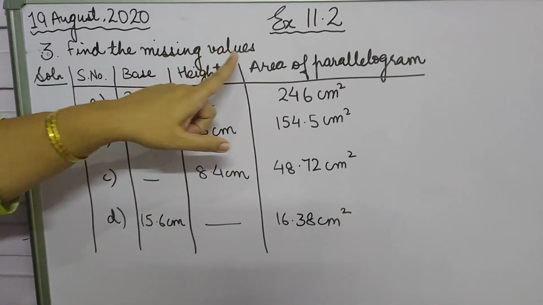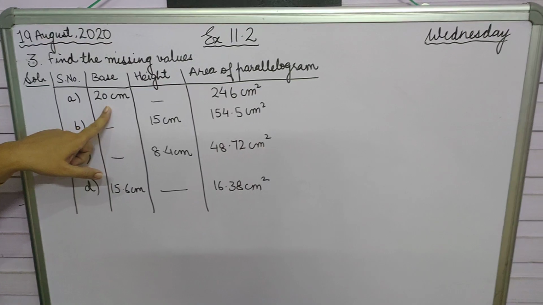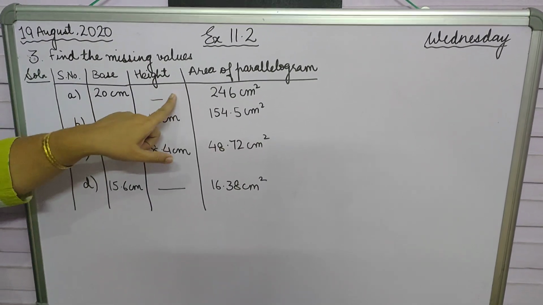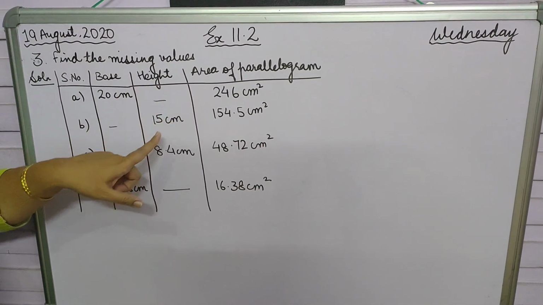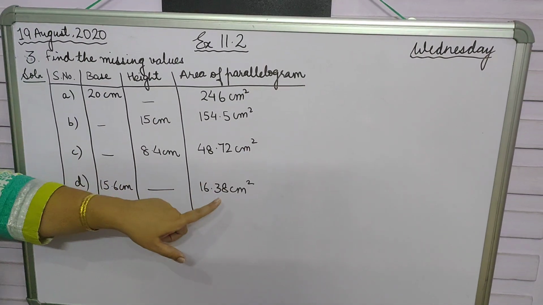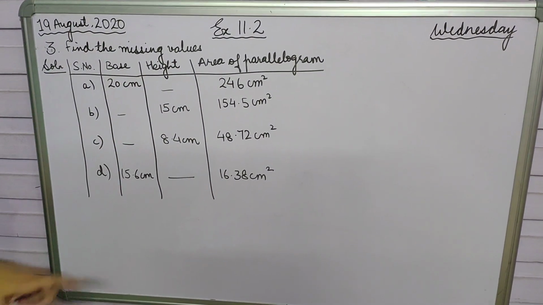Find the missing values. As you can see in this table, we are given three quantities: base, height and area of parallelograms. And in each and every part, out of these three quantities, we are given two values, and we are to find out the third one.